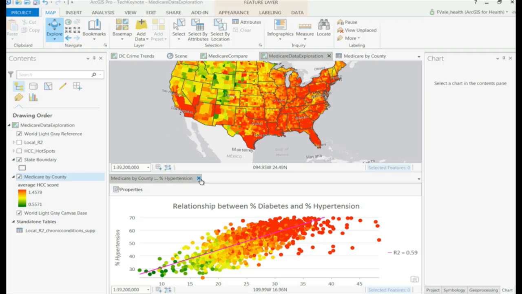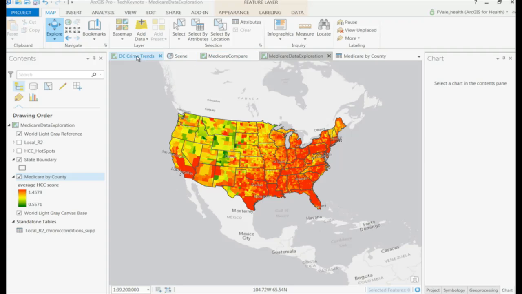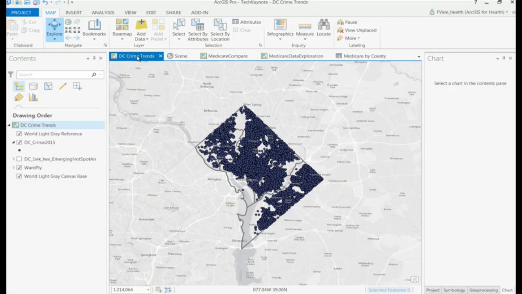So next I want to switch gears a little bit and talk about some temporal data. Here I have some data about crimes that happened in Washington, D.C. in 2015. And I want to understand how these crimes vary over space and also over time. Do we have any temporal patterns? Do we have any spatial patterns?